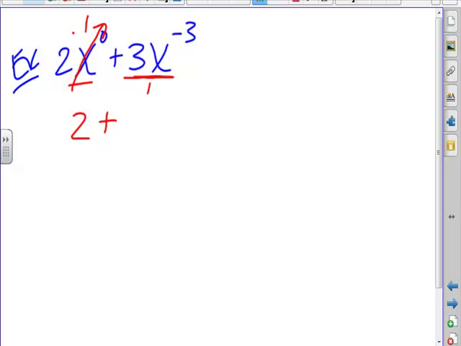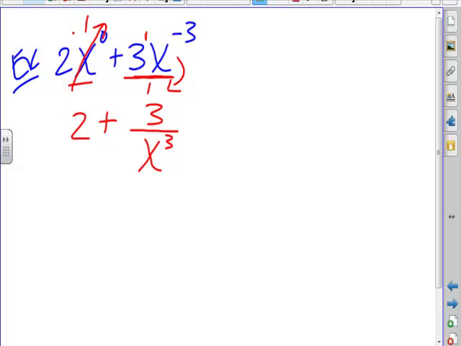So think of this as a fraction. The 3 is going to just stay on the top, because if you want to think about its exponent, it really has a 1 above it. And to write this without a negative exponent, I would ship it downstairs, and that would then become x to the 3rd power.